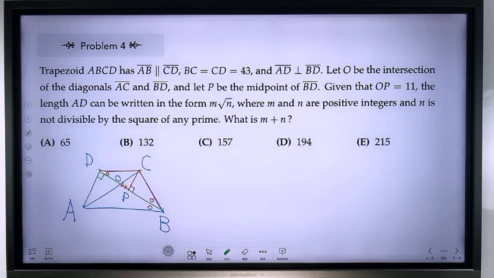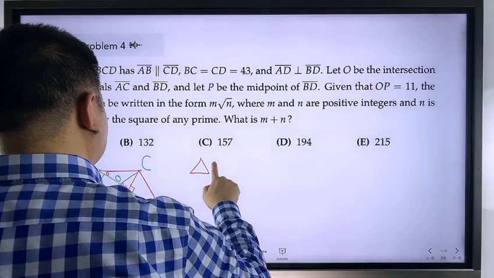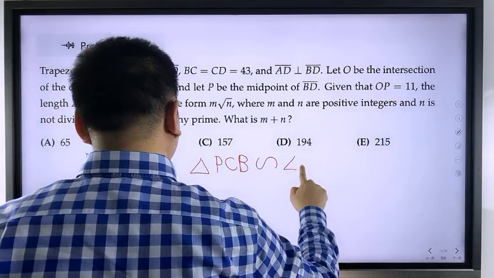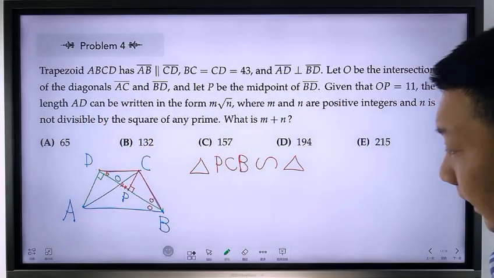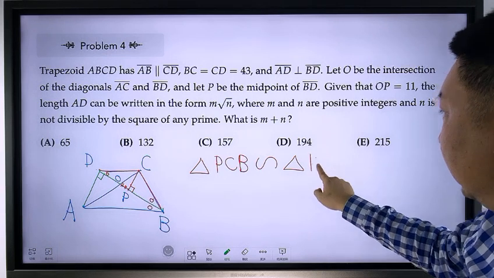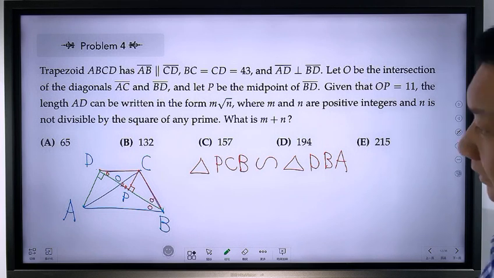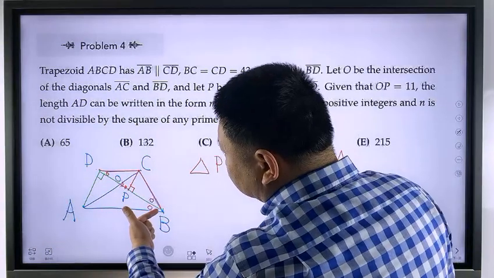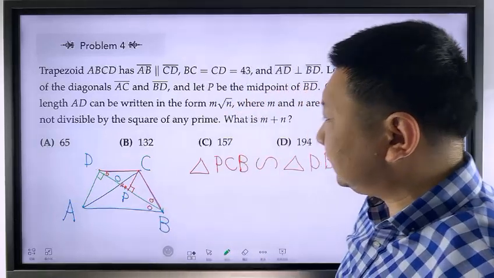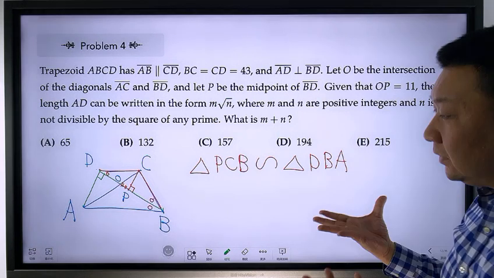And then the key observation would be that triangle PCB is similar to triangle DBA. What does it mean? You see these two types of right triangles should have the same shape because they have the same pair of acute angles. And then they are similar.